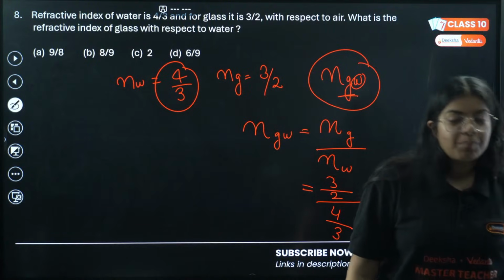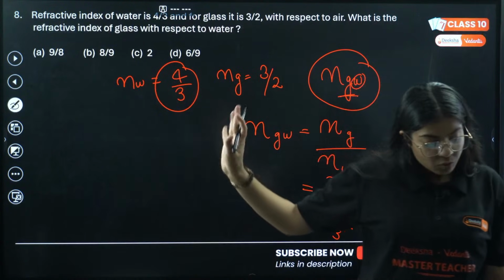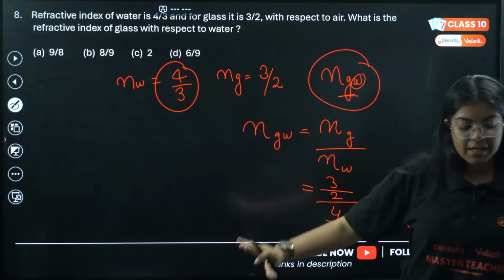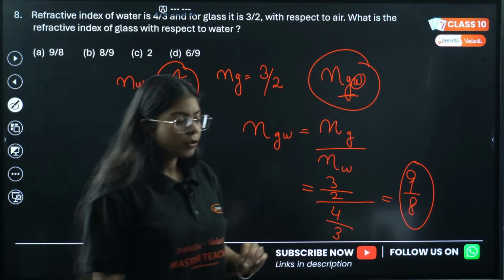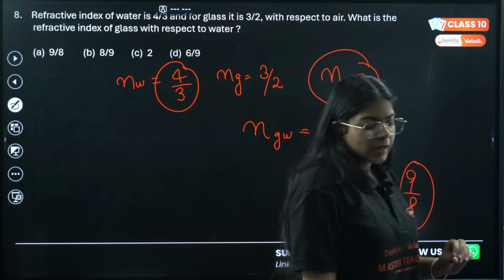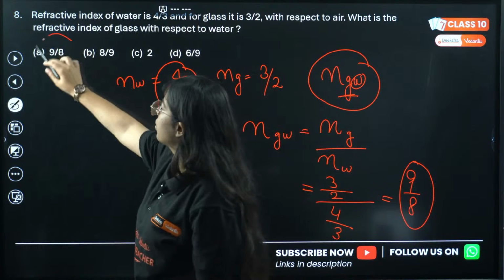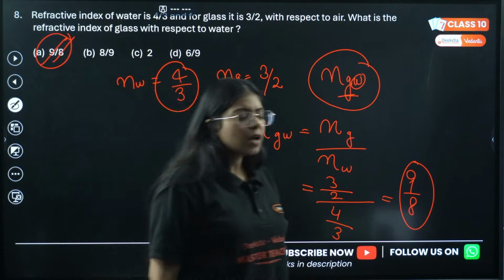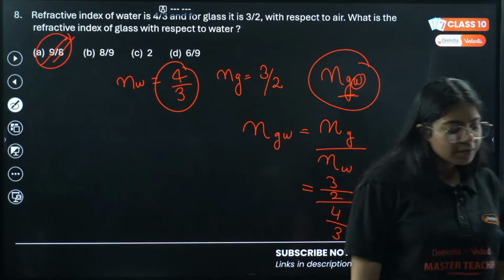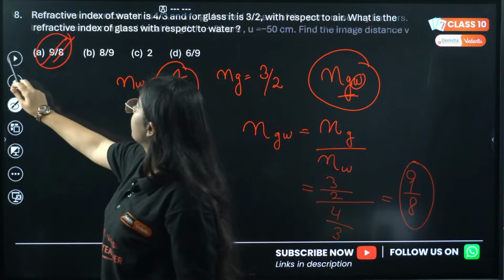0.12. Okay, Parth, I have given you the options. Let me know which one out of these is correct. If it is just numerical, you can write 0.12, that's good. But if you're given options, you just have to choose. So A, 9 by 8, will be the correct answer. Okay? Correct? Moving on. Next question.